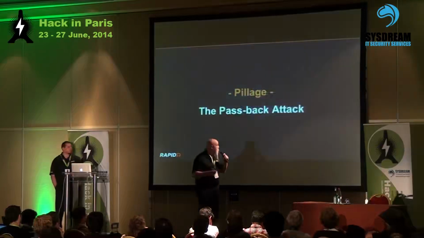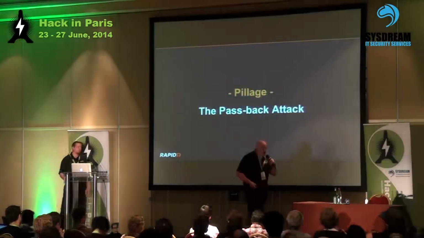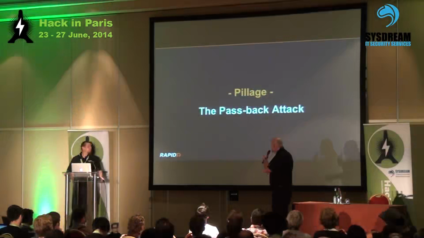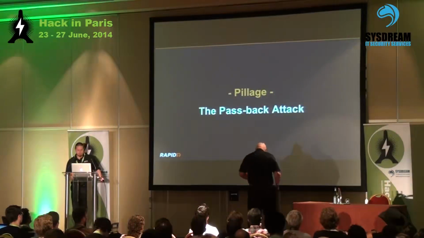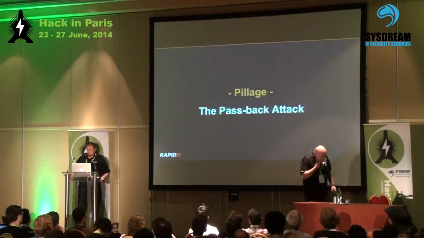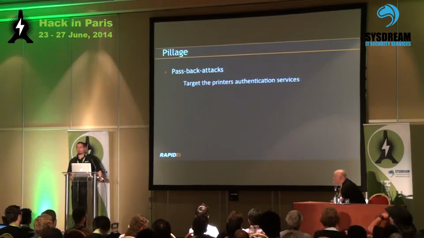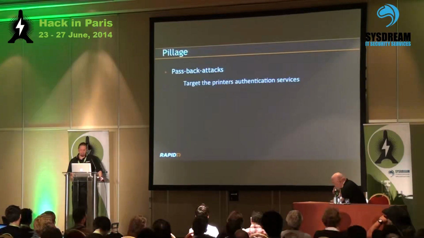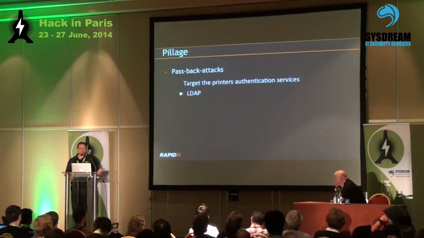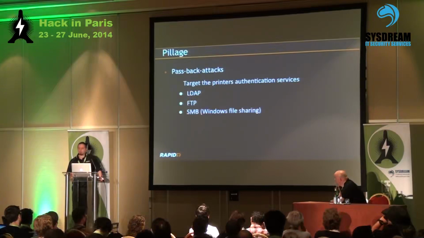Moving from here, I'm going to turn this over to Pete, and he's going to talk to you about an attack we use quite regularly known as a passback attack. So another attack that we use to pillage printers is called a passback attack. It targets the authentication services of the printer, like Daryl was talking about. We have LDAP, which is used to sync to an LDAP server to pull email addresses and such. We have FTP, Windows file sharing, and SMTP.